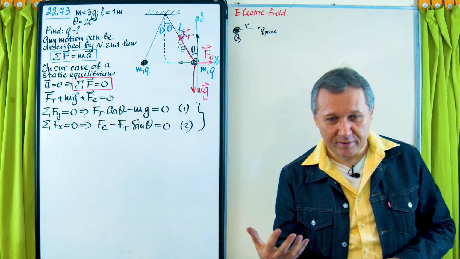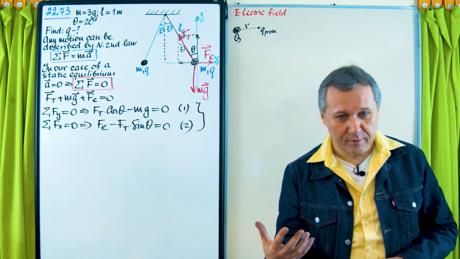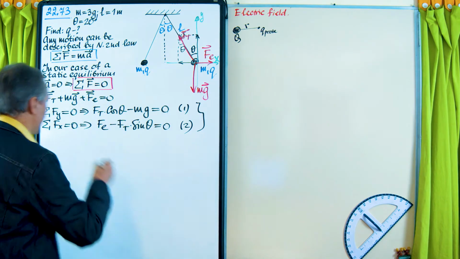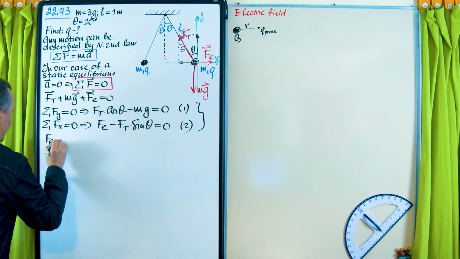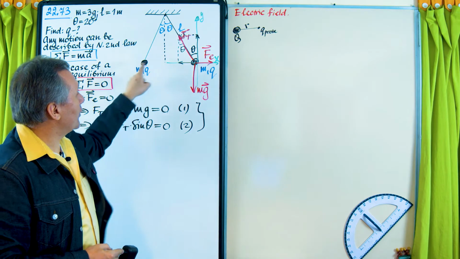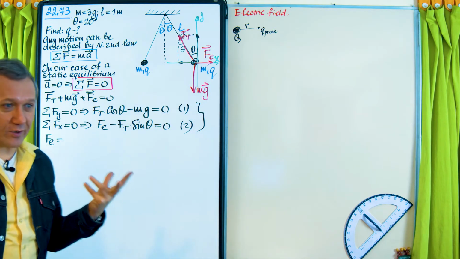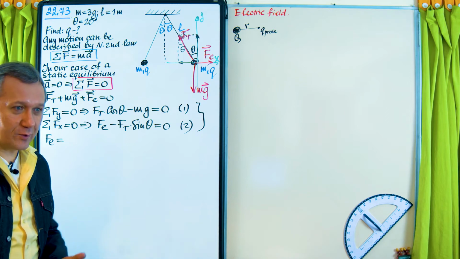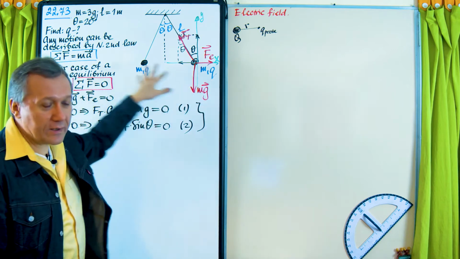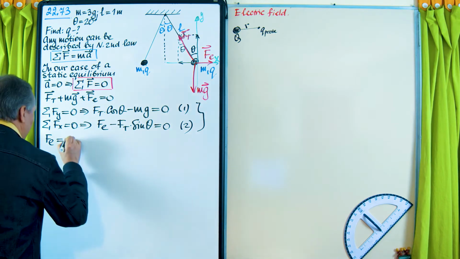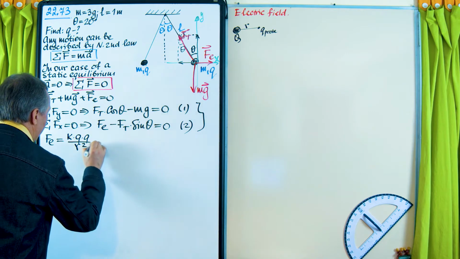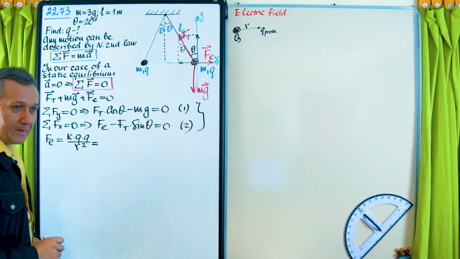Let's write down explicitly the expression for the electric force, and only then we will be able to see what is inside of this electric force. So let's reveal that information. F electric equals. Basically, this force, of course, comes from an interaction of two point charges. So we can use Coulomb's law without hesitation, right? So it will be K, Q times Q, divided by the square of the distance between them, right?